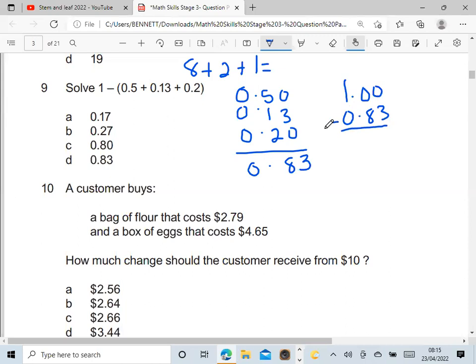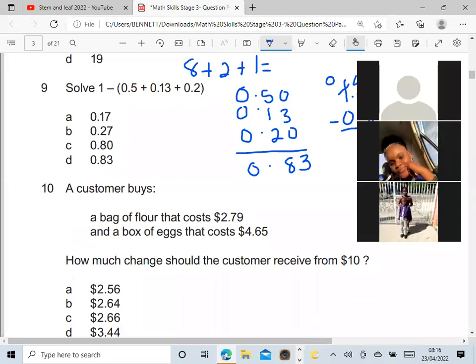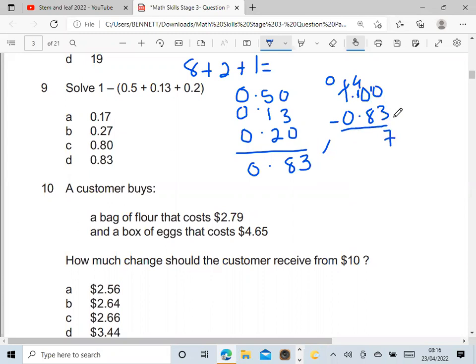It's almost as if you're saying 100 subtract 83, right? 3 from this is what? 0. Put a 1 here. No, put a 9 and a 1. So 3 from 10, 7. 8 from 9, 1. So it's 0.17, right? Guys, you have to look carefully. See the 1 there? It's 1 subtract that, all of this.